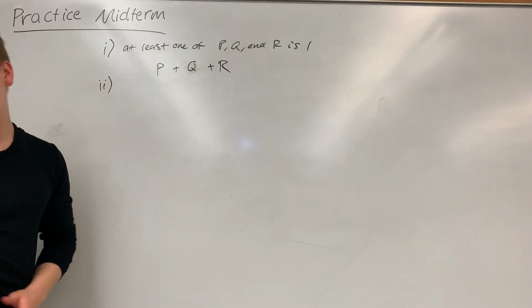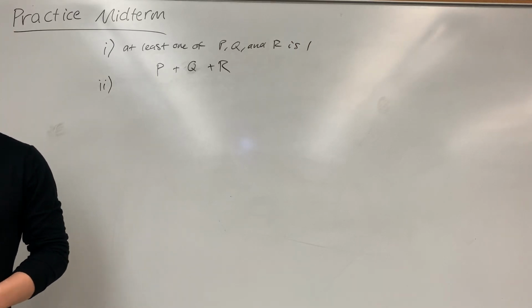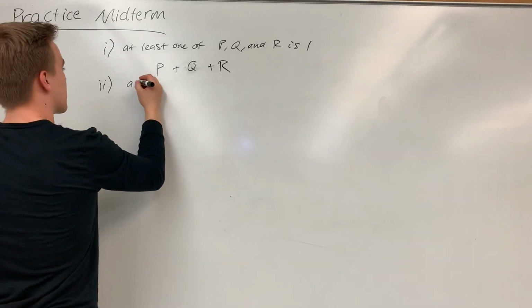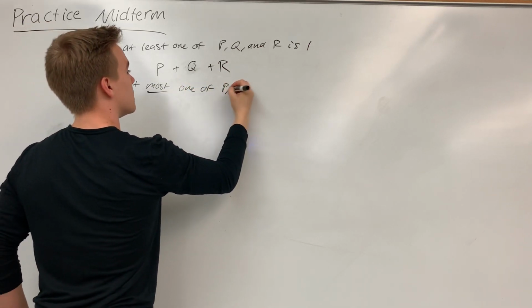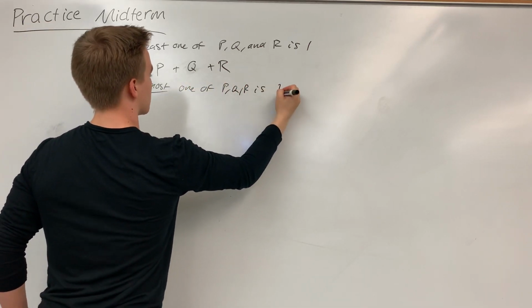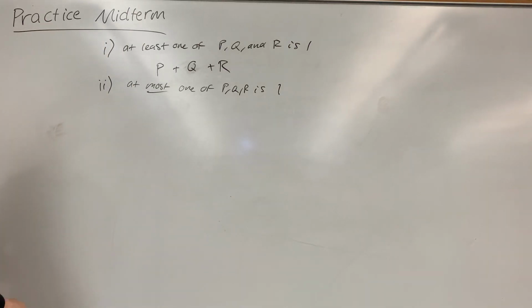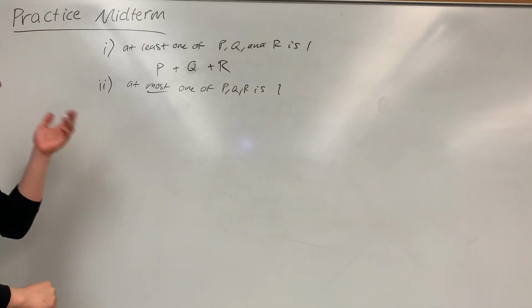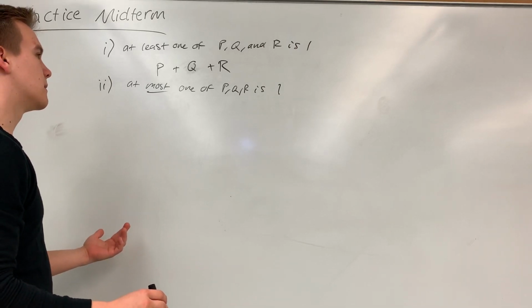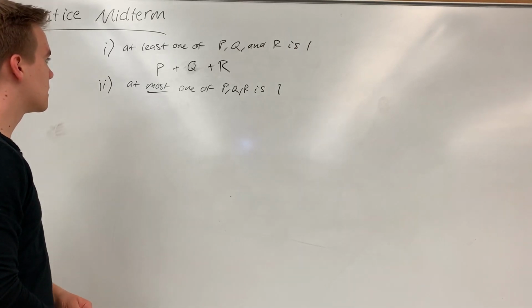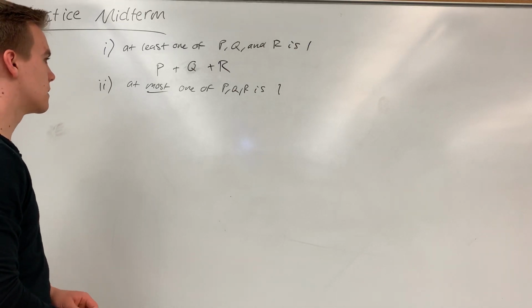II says at most one of P, Q, R is 1. All right, how would we do this? Basically, it's saying that you can't have 2 of them or 3 of them be 1. At most, one of them is 1.